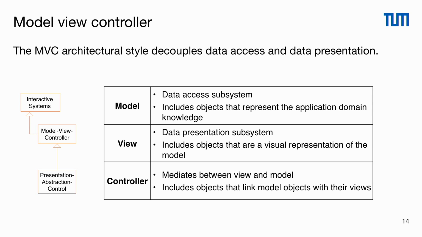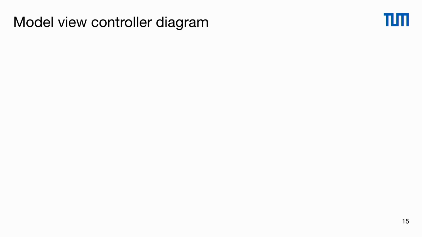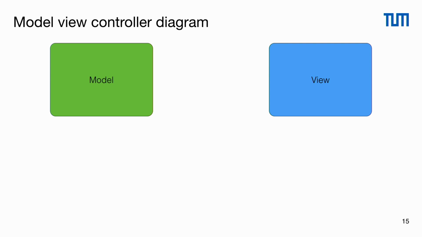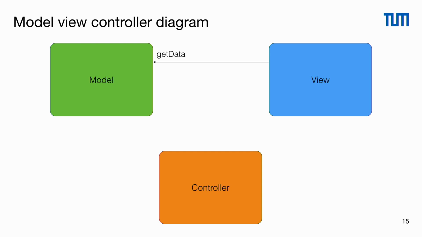We will show you the model of the MVC architectural style. Starting from the view, which needs data from the model. The view invokes the getData method. Let's assume we have a view for our student's profile, and the student wants to edit his profile picture. So we have to check the picture if it has the correct format and size, for example. This is done by the controller.